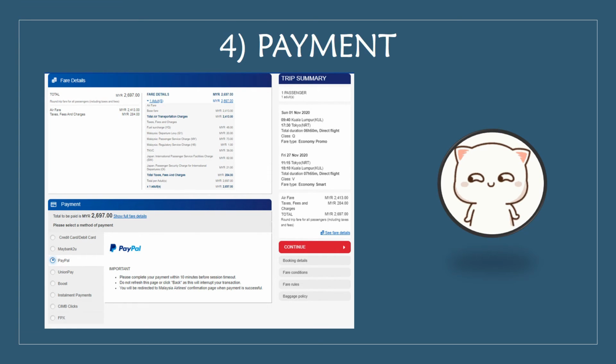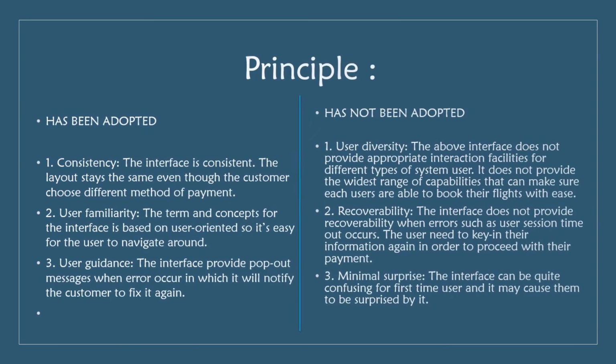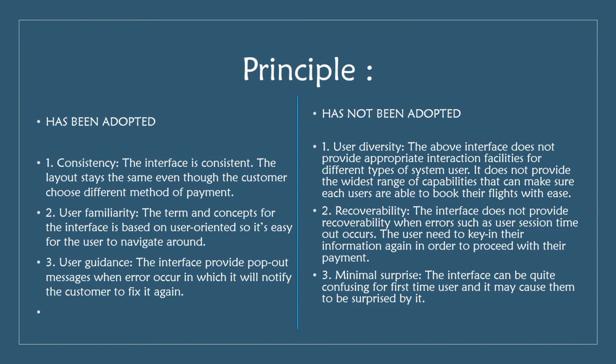And the last user interface is Payment. For payment, the principle that has been adopted is consistency, user familiarity, and user guidance. And the principle that has not been adopted is user diversity, recoverability, and minimal surprise.